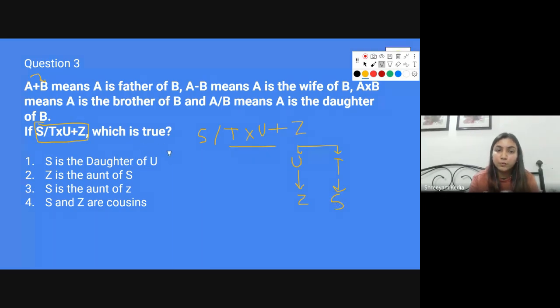So which would be the right? First, second, third, fourth. Which is the right answer here? Is S the daughter of U? No. Is Z the aunt of S? Clearly no. Is S the aunt of Z? That's also no. So the right answer is fourth, which is S and Z are cousins, because they are sons and daughters of U and T, who are brothers.